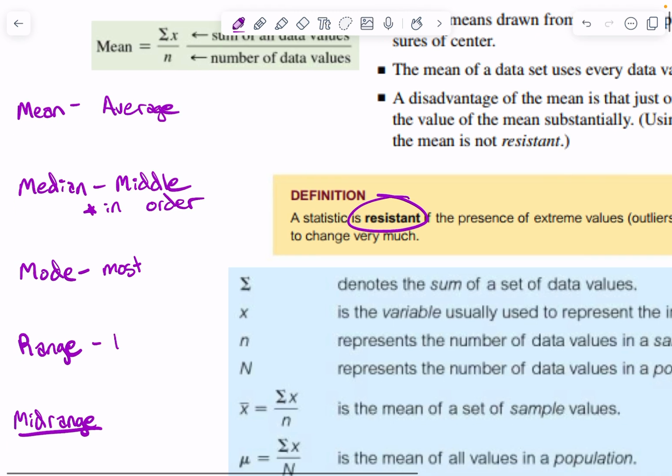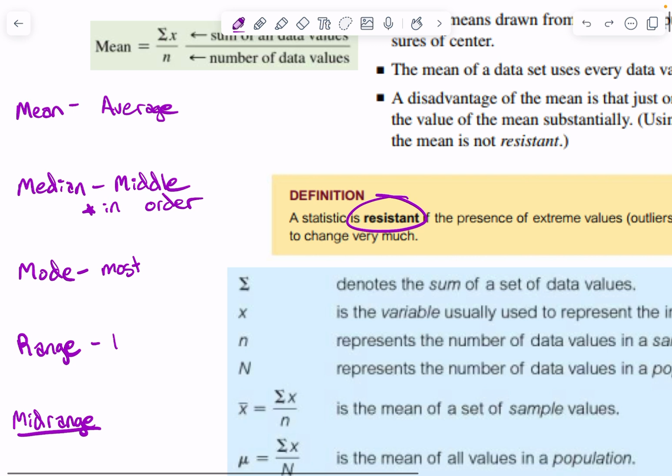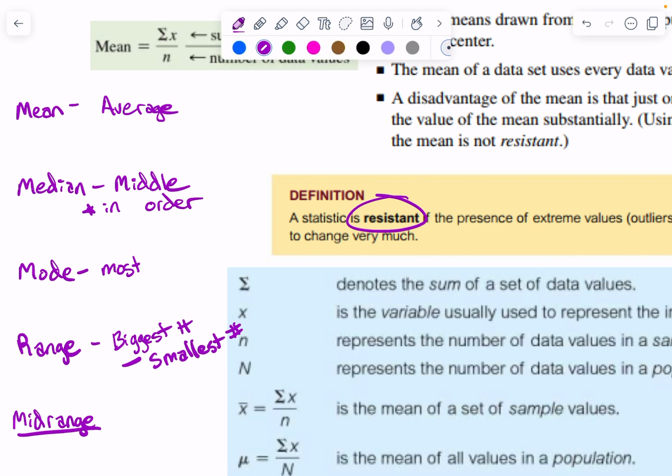And then range is the biggest number minus the smallest number. It's like, how far across does your data span? And that's the range.